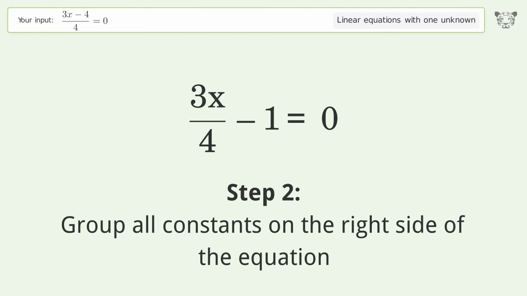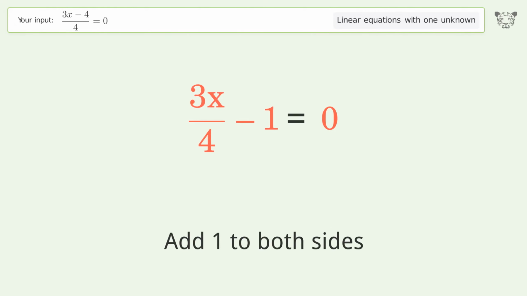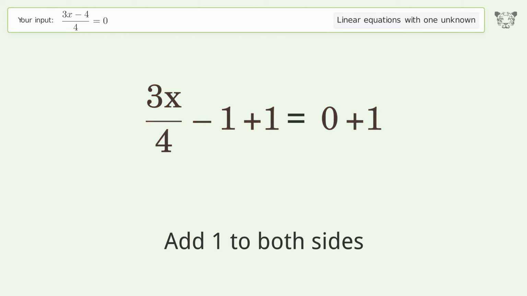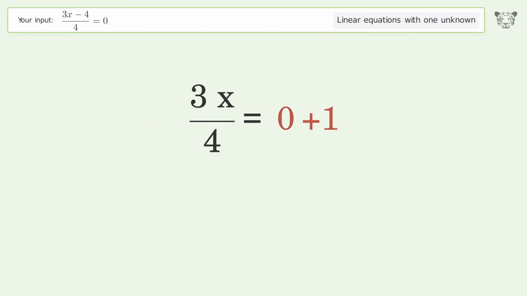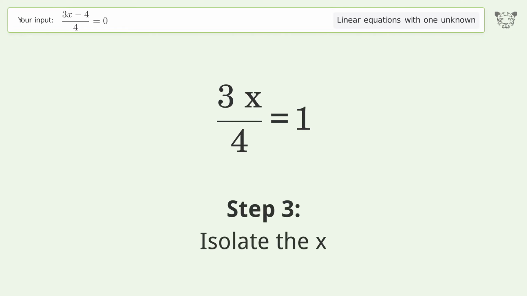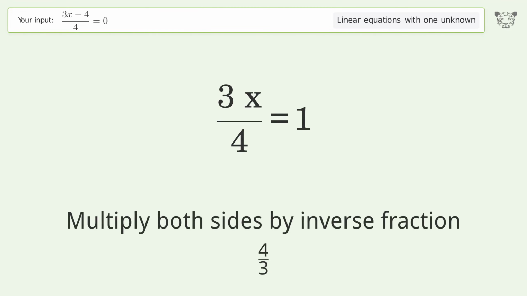Group all constants on the right side of the equation. Add 1 to both sides. Simplify the arithmetic. Isolate the x. Multiply both sides by the inverse fraction 4/3.